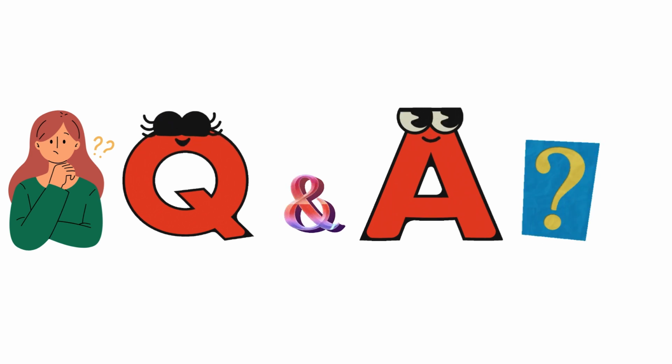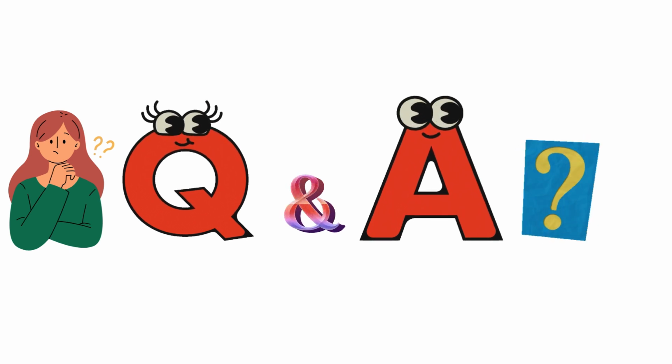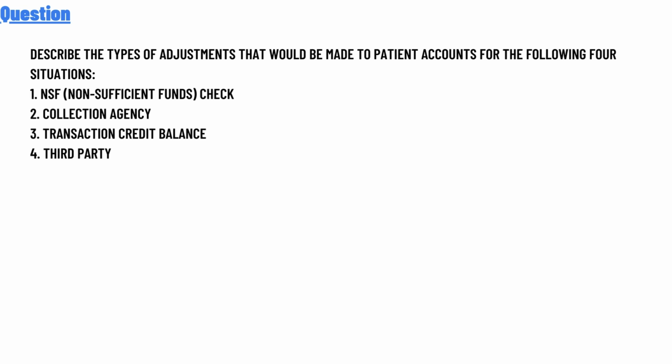So let's get on the question. Our today's question is: describe the type of adjustments that would be made to a patient's accounts for the following four situations. Option 1, NSF non-sufficient funds check. Option 2, collection agency. Option 3, transactions credit balance.